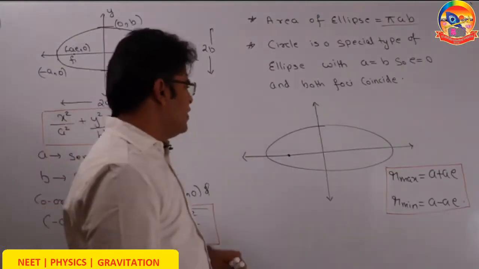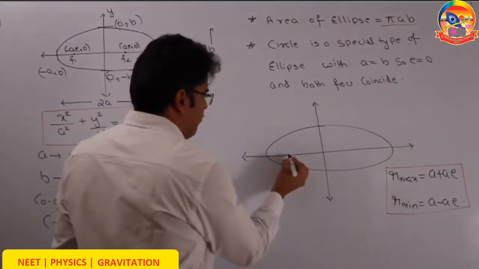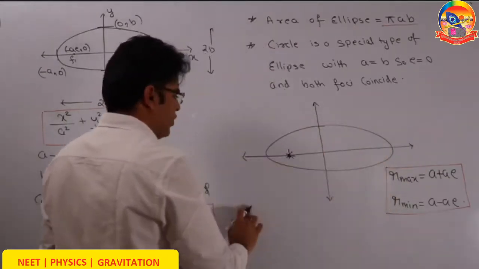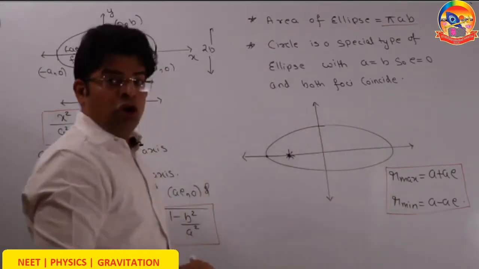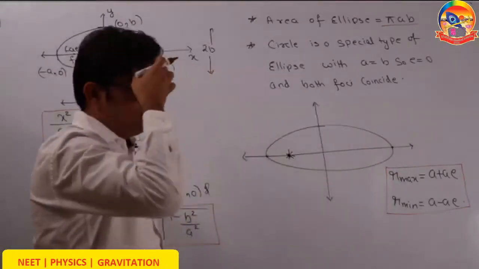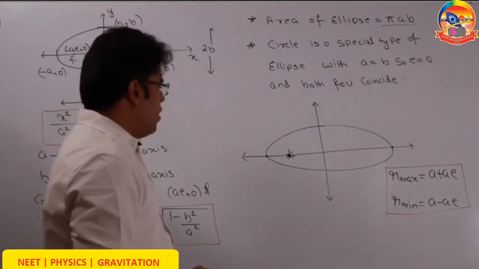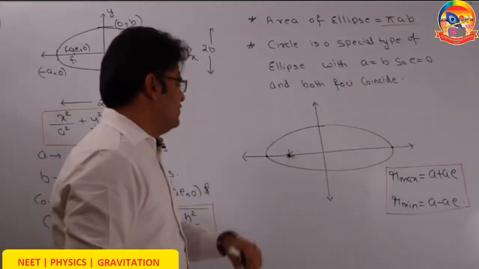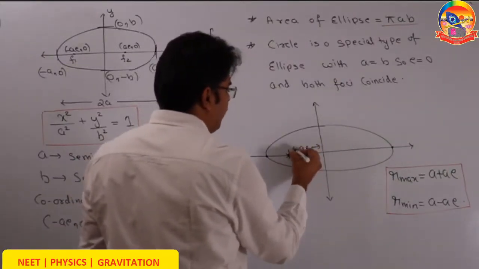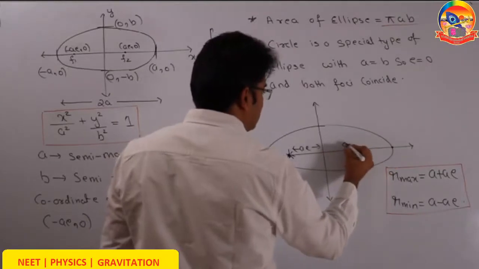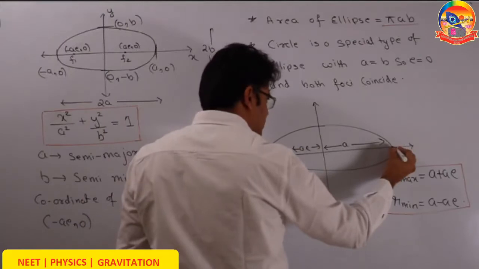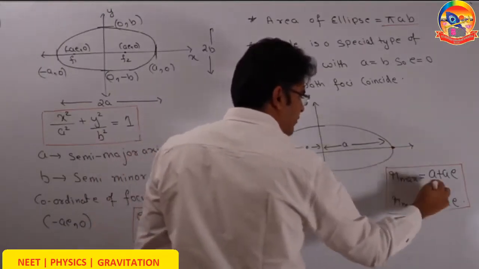Now, next thing here, let's say at one of the focus we have got sun and the planet moves around it. At this position, planet is closest to sun. At this position, planet is farthest away from sun. So now the question is, what is the closest and farthest distance? We know that the distance of focus from origin is AE, and the length of semi-major axis is A. So when the planet is farthest from sun, its distance from sun is AE plus A.